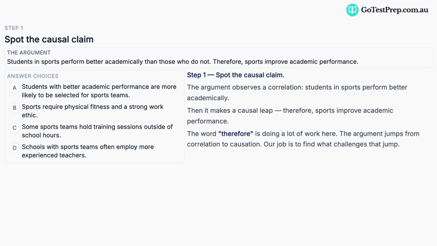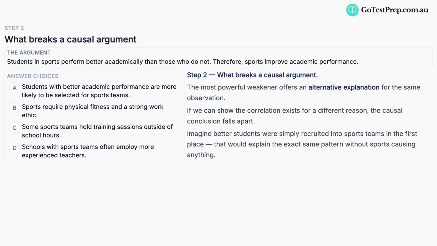All right, let's work through it. Step 1, spot the causal claim. Okay, so let's spot the causal claim. The argument observes a correlation. Students in sports perform better academically. Then it makes a causal leap. Therefore, sports improve academic performance. That word therefore is doing a lot of work. The argument jumps from correlation to causation, and our job is to find what challenges that jump.